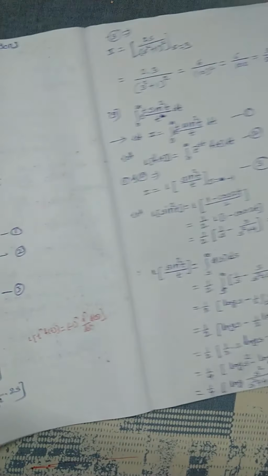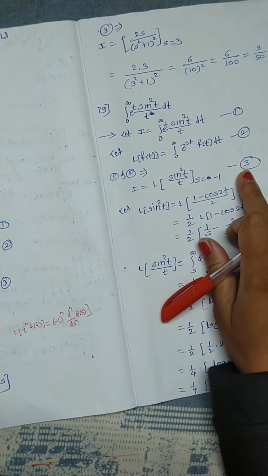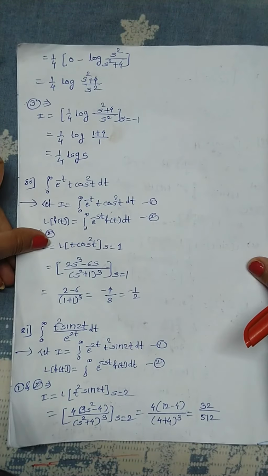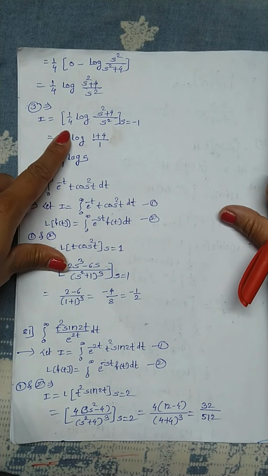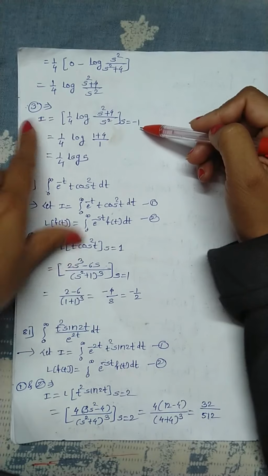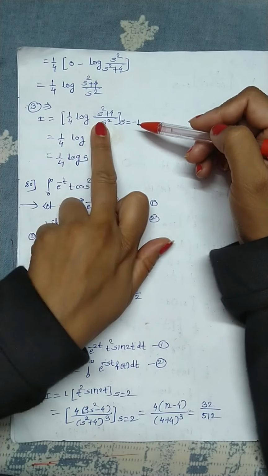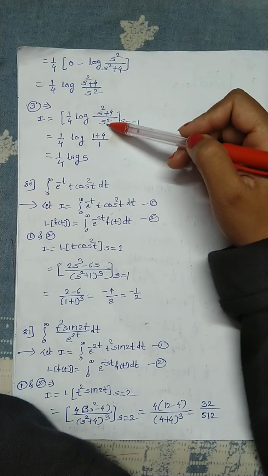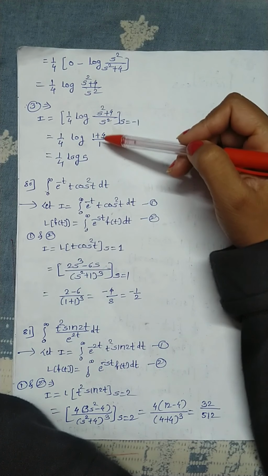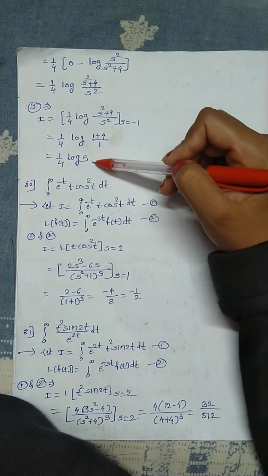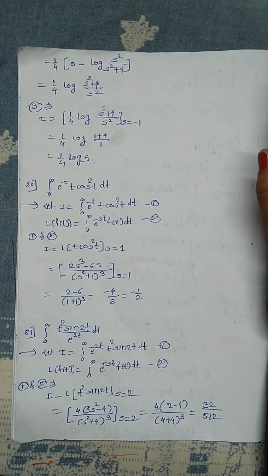Now from our question, this is equation number 3. Put this value in equation number 3. What do we get? The value of I, the original integration, is equal to this Laplace, and the s value is put as minus 1. Here 1 by 4 as it is, log of minus 1 square is plus 1. Here also minus square is plus 1. 4 plus 1, 5 upon 1 is 5. This is the answer for this integration.